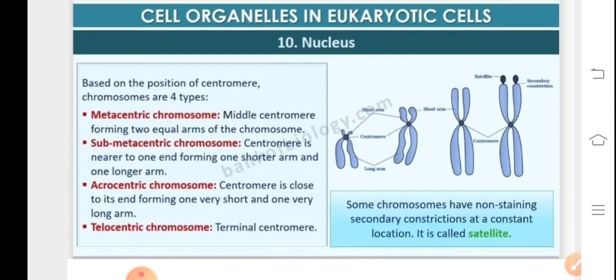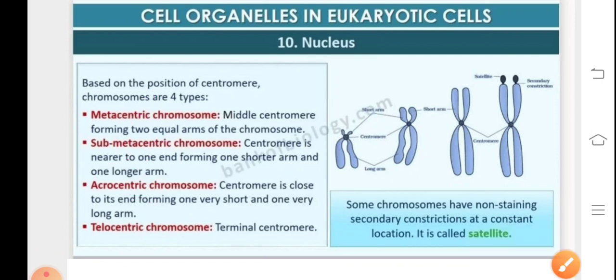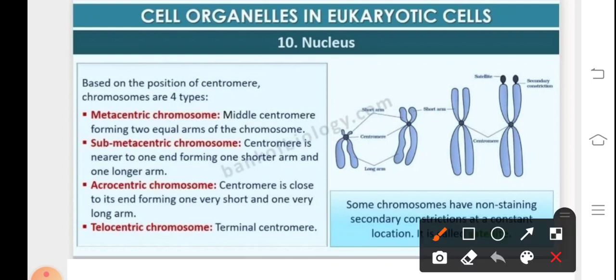Depending upon the position of the centromere, the chromosomes are basically classified into four types: the metacentric, the submetacentric, acrocentric and telocentric chromosome. Talking about the first one, the metacentric chromosome, the centromere is in the middle and both the arms of the chromosome are of equal length. The chromosome appears V-shaped during the process of cell division. Some chromosomes have a non-staining secondary constriction that is referred to as the satellite region.